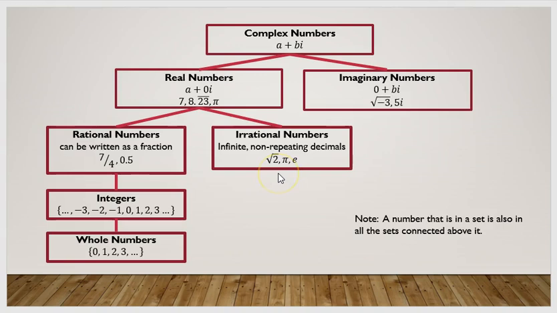Some of the most common examples are numbers like pi, the 3.14 that you have worked with a lot. You may or may not have also seen this number e. This is another number just like pi.